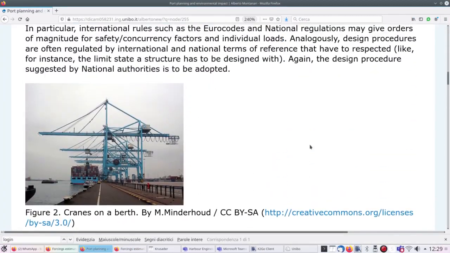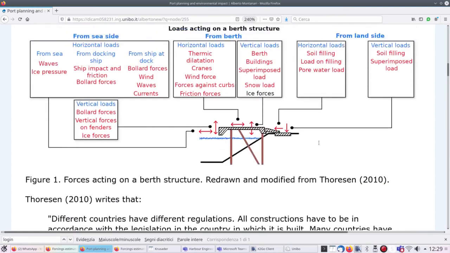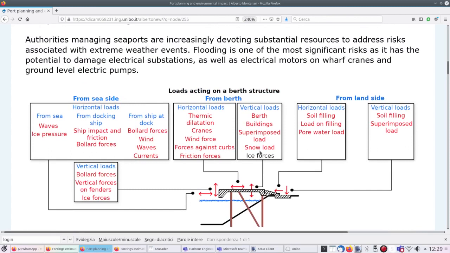Just 1 second. These are the cranes. Okay. Let me go back to the previous figure. The cranes, of course, give a vertical load. They may also give horizontal load if they move horizontally. It would be a temporary load. I'm discussing here the horizontal load. So indeed the cranes give a horizontal load and they also give a vertical load which is under superimposed load.